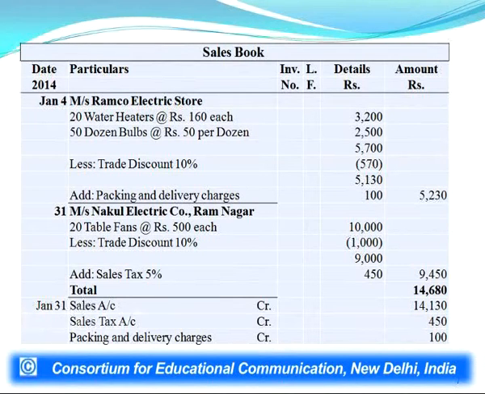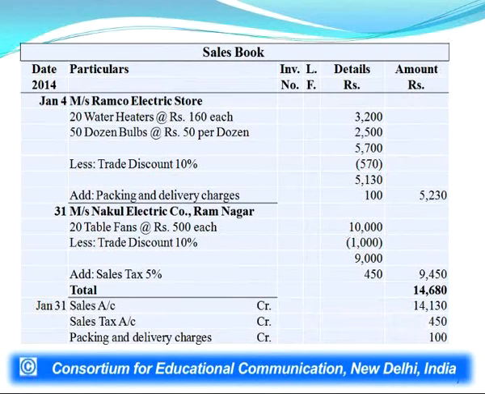Second transaction, Messrs Nakul Electric Company, Ramnagar, 20 table fans at 500 each, the gross amount is 10,000 and trade discount 10%, 1,000, so net sale price is 9,000. Sales tax is chargeable on net sale price. So, at the rate of 5%, 450, then total amount is 9,450. Then we have made the total for both sales, and that is 14,680.